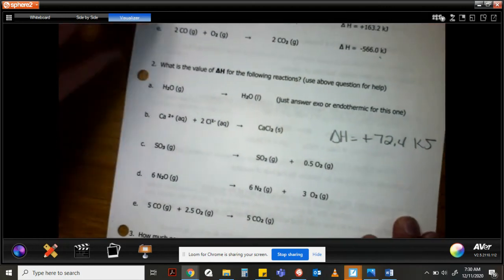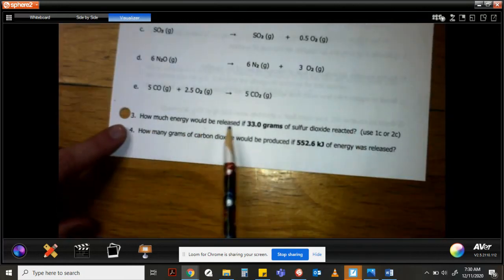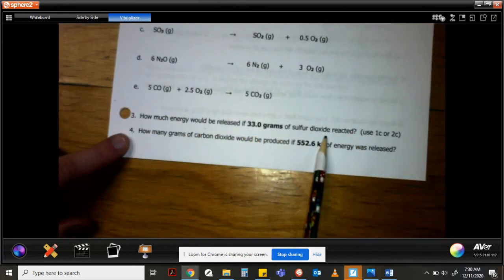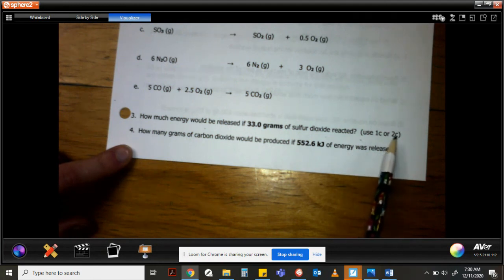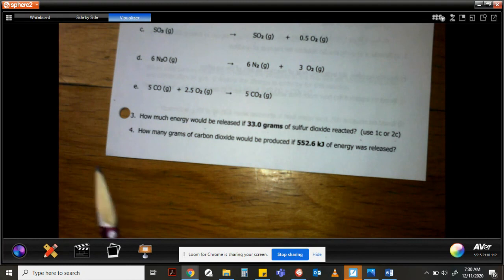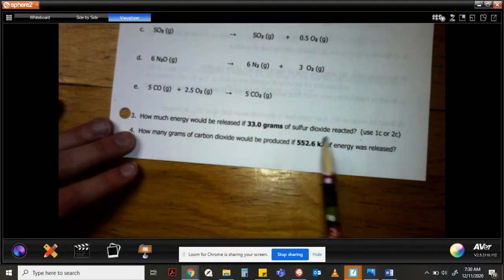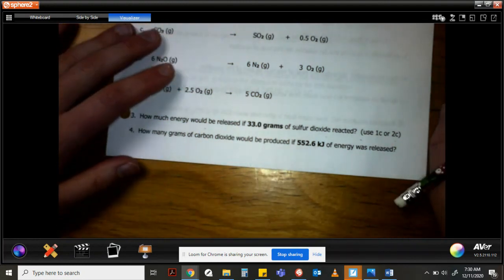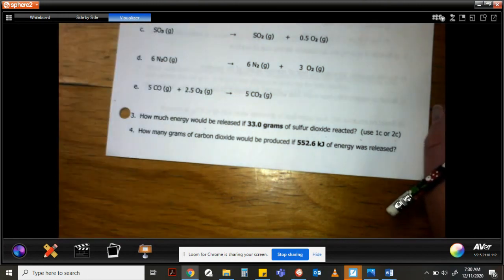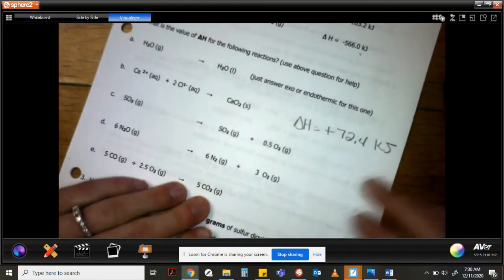Okay, these questions at the bottom. So how much energy would be released if 33.0 grams of sulfur dioxide reacted? So you can either use 1C or 2C. Again, this is like those calculations that we did at the start of the video. And then this is solving backwards. Let me know if you need any help. There's also questions on the back of the sheet that can be done as well.